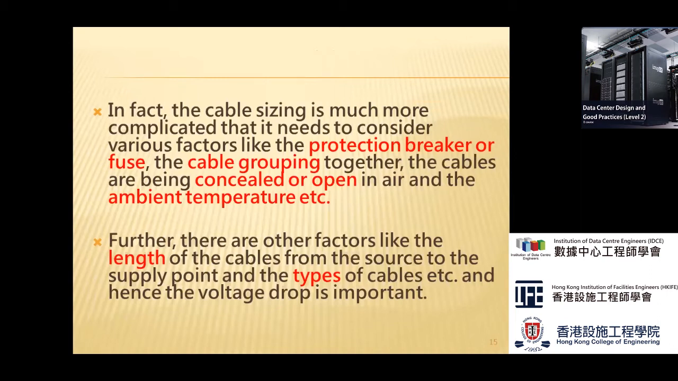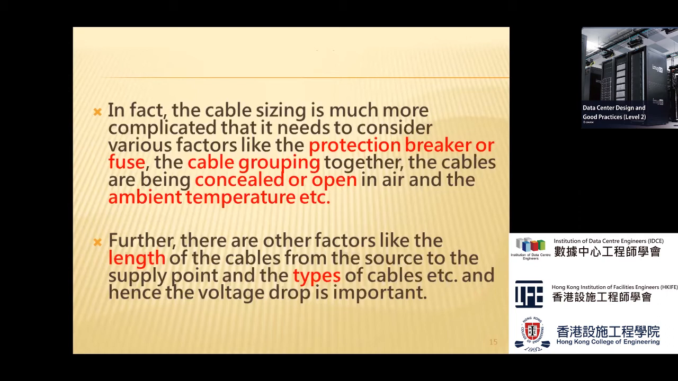However, cable sizing is much more complicated than this. There are a lot of factors that you really need to consider, like the protection breaker or fuse, the protection device, is one factor. The cable grouping, how many cables are being grouped together, right? A bunch of cables is quite different from a single cable with live and neutral return, because if you bunch the cables together, the cable cannot release its heat, especially the inner surface of the cable.